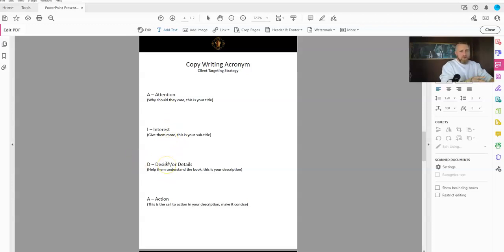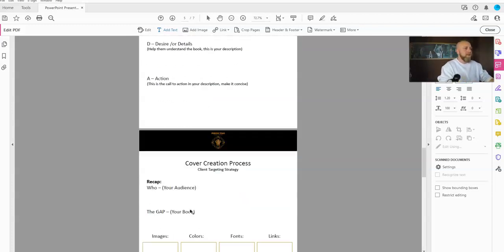The desire or details, in regards to books, is your description that really speaks to your customer, because by this point we truly understand our market. And then the action is taking the customer by the hand and showing them exactly how to purchase your book, right? At the end of the day, it's really straightforward and concise. The call to action always must be straightforward and concise.